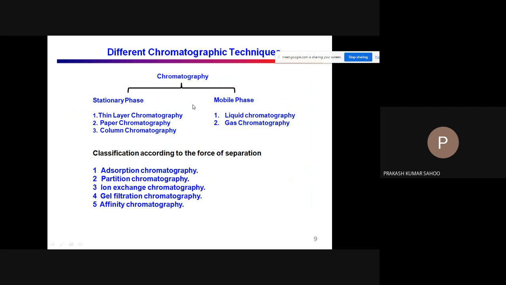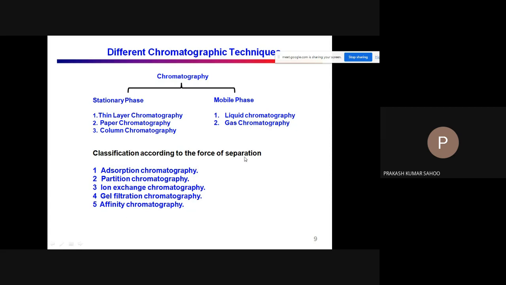So different chromatographic techniques. Depending upon the stationary and mobile phase, we have different types of chromatographic techniques. Likewise, we have the stationary phase and mobile phase. If the stationary phase is solid, then we have thin layer chromatography, second paper chromatography, and column chromatography. In column chromatography, silica gels are generally used to separate the constituents. And depending upon the mobile phase, we have liquid chromatography and gas chromatography.